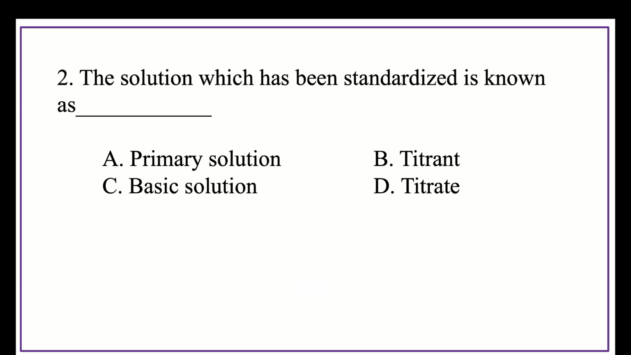Second question, the solution which has been standardized is known as. Now for the titration we are taking a solution in a burette that is known as a known concentration solution, that we call a titrant, and in the flask, the solution whose concentration is to be determined is known as titrate or analyte. So here the question is, the solution which has been standardized is known as a titrant, which is filled in the burette to estimate the volume and to determine the concentration of the analyte that we have taken in a conical flask.